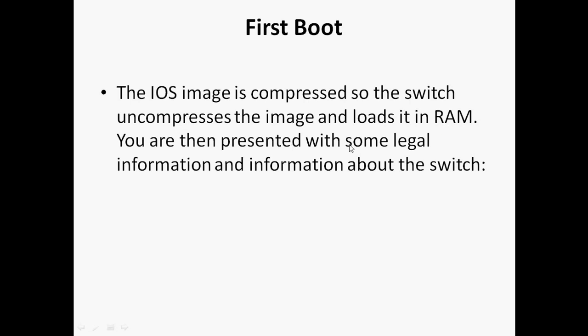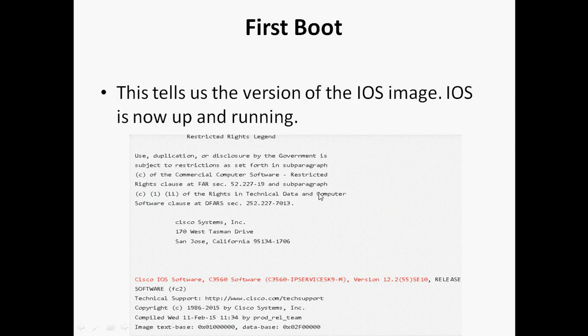You are then presented with some legal information and information about the switch. This image tells us the version of the IOS image, and that the IOS is now up and running: what kind of IOS is running and what model we are using. Here the red color indicates the IOS software model and which version we are using. Here I am using a 3560 model and the version is 12.2.